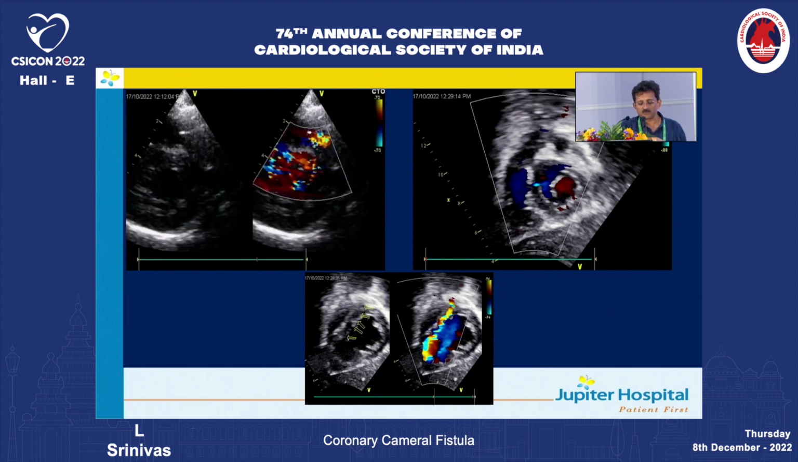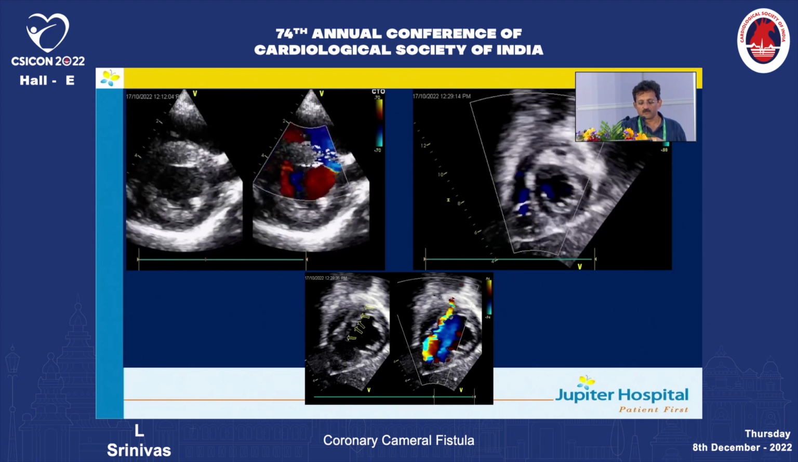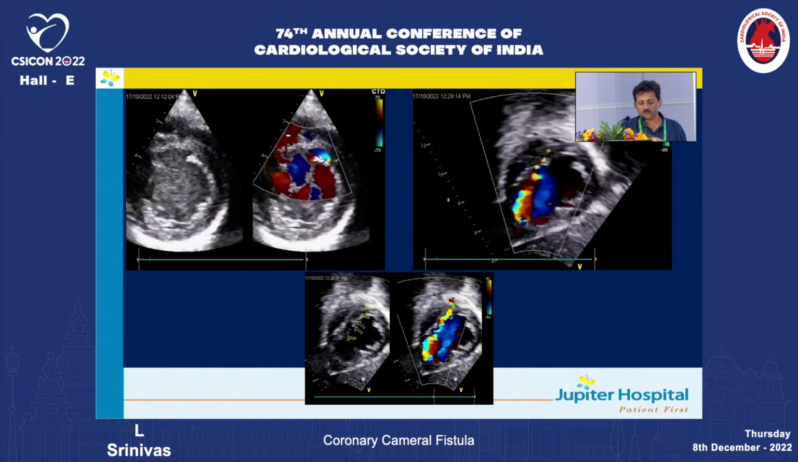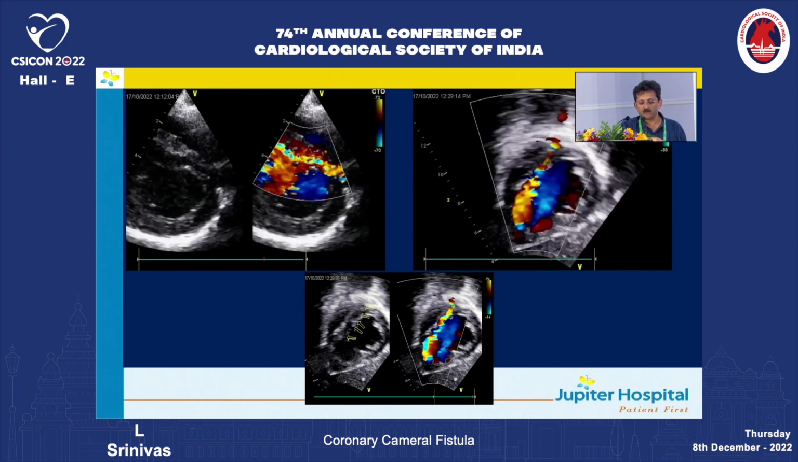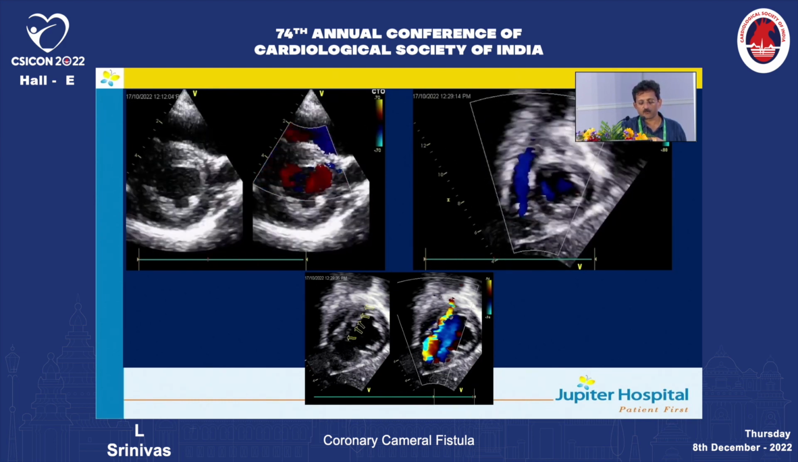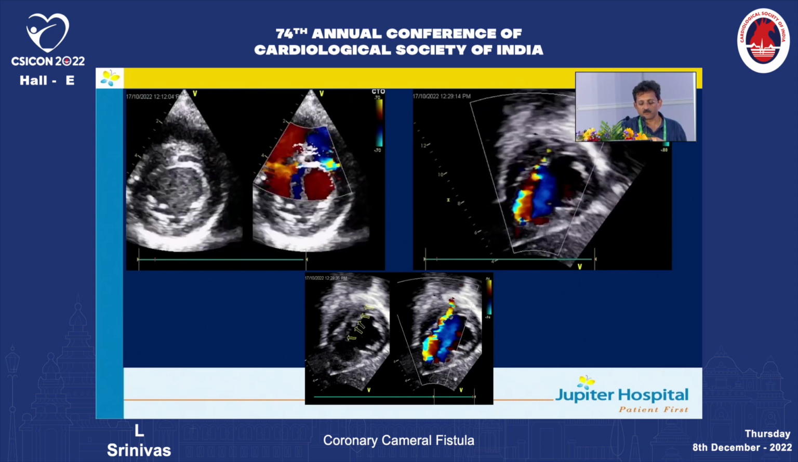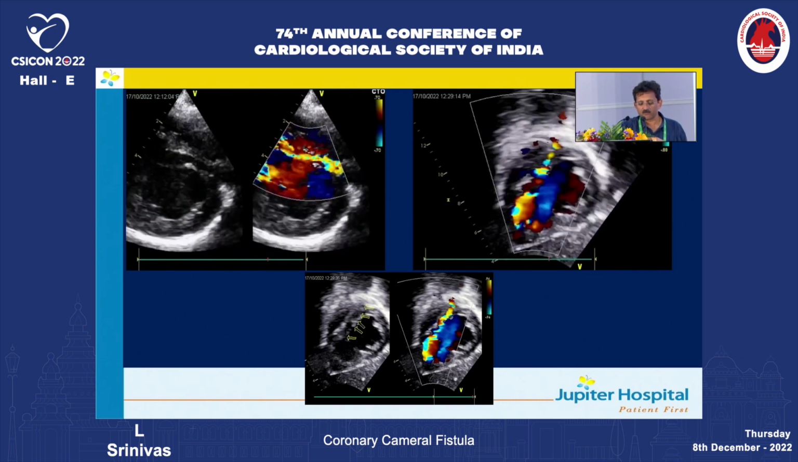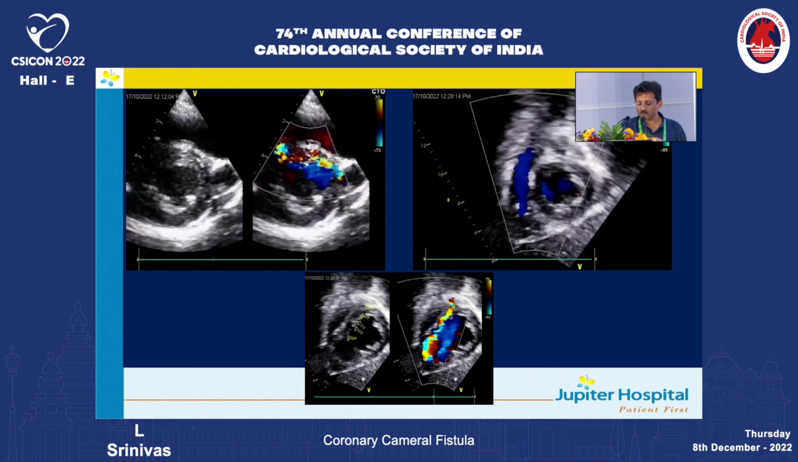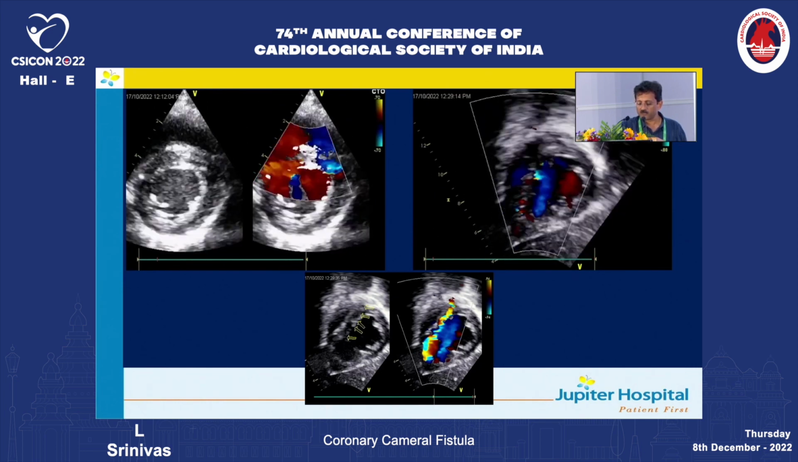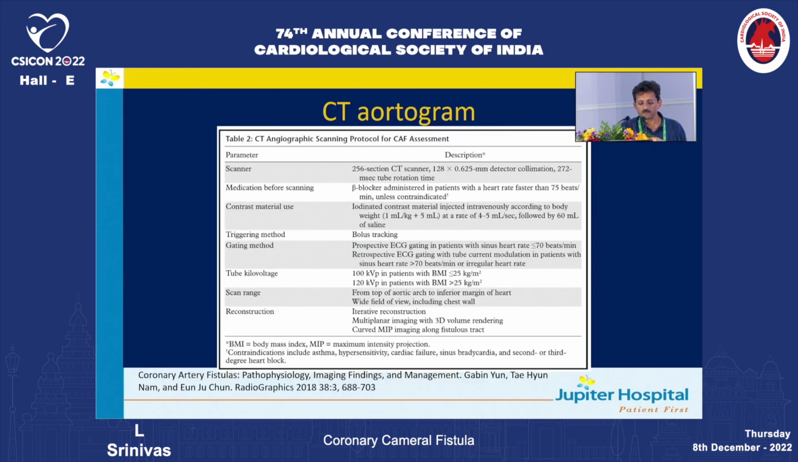Same pictures. So this is a plaques view. It shows the coronary cameral fistula originating from the left coronary artery and having an interventricular course along the interventricular groove and inserting into the apex towards the septum. It also has formed an aneurysm in the septum before it inserts into the left ventricle. CT aortogram is a mandatory investigation before we plan any complex coronary fistula.